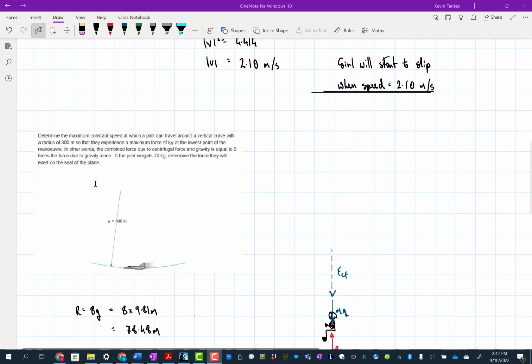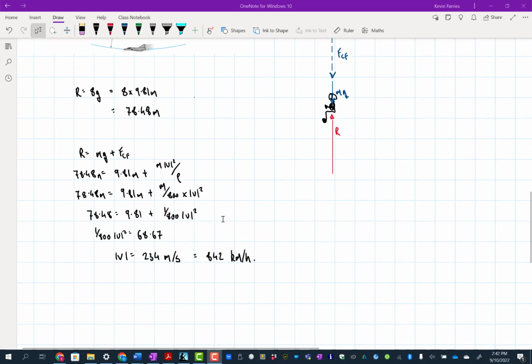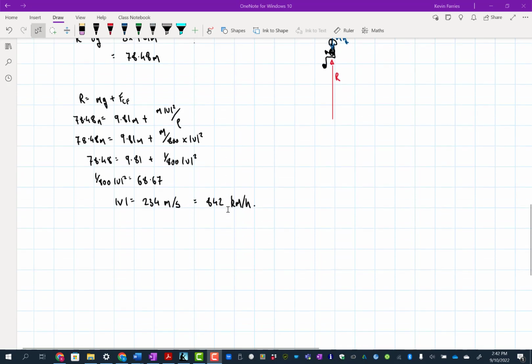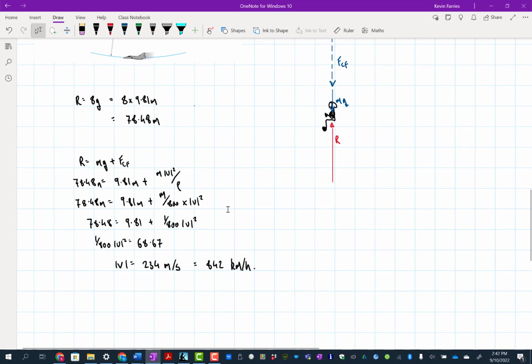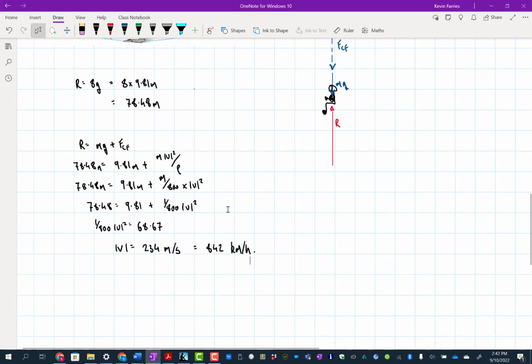What else did it ask us? Pilot weighs 70 kilograms. Determine the force it will exert on the seat. Okay, so we've figured out the speed to get the 8G force. That's the speed there. What it wants to know is what's the actual force if the person weighs 70 kilograms. Well, the force that's pushing down on the seat is just equal and opposite to the reaction.